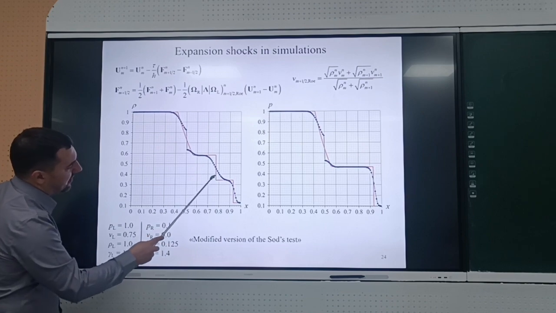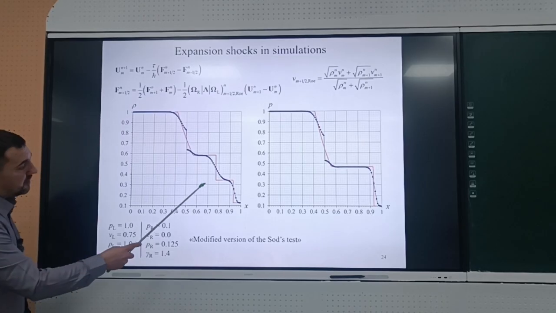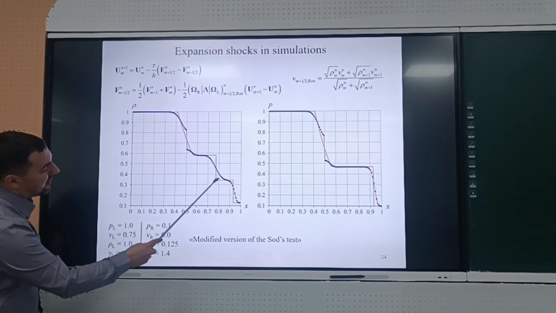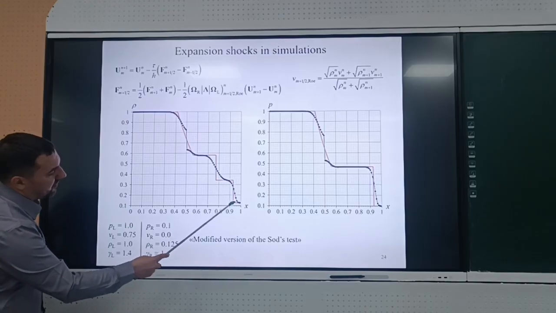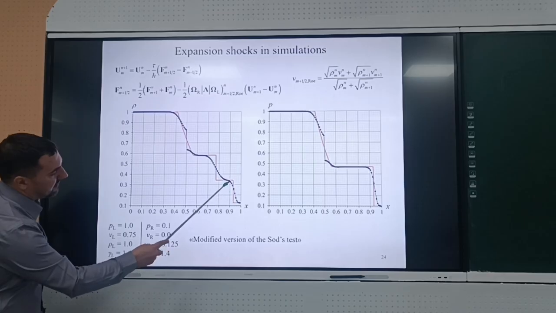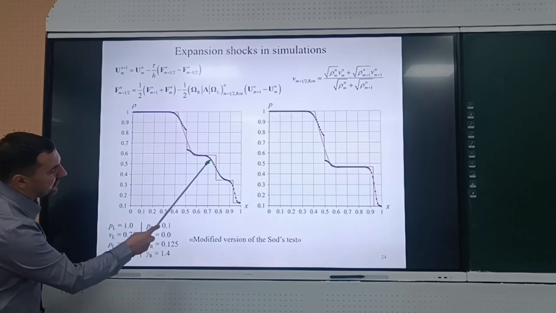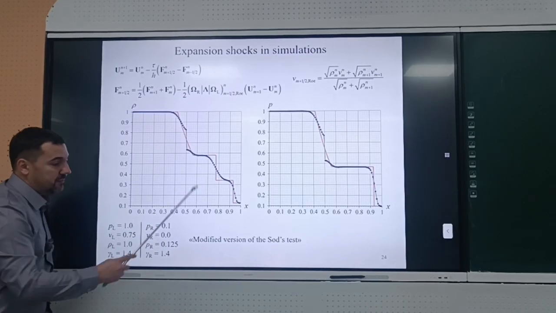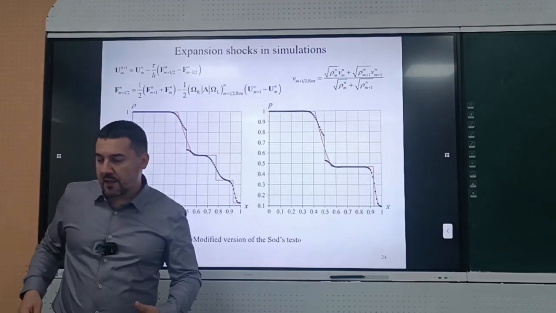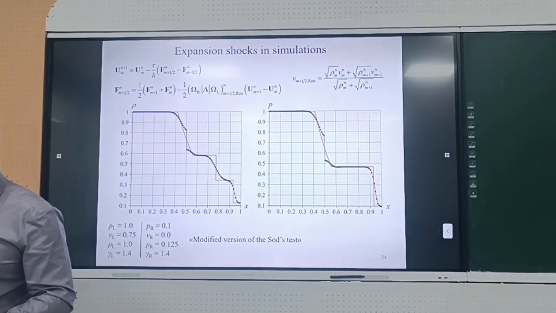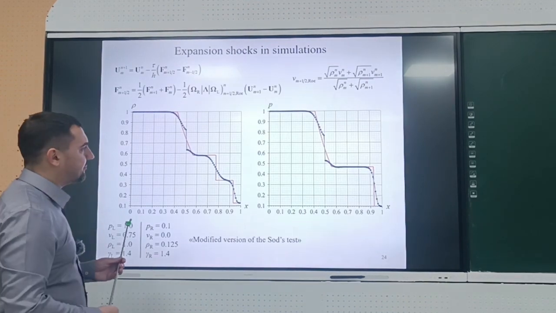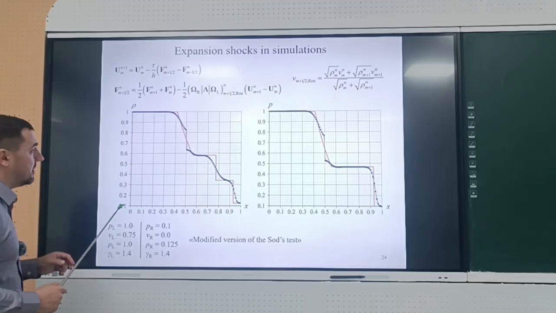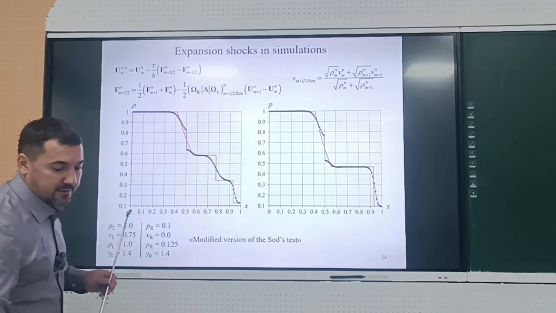And you can see another feature that is very typical for shock capturing methods. You can see that the contact discontinuity is smeared much more in comparison with the shock wave. So if here we have 9 cells, here we have 10 and more. So in shock capturing simulations, contact discontinuities are the structures that are smeared the most.